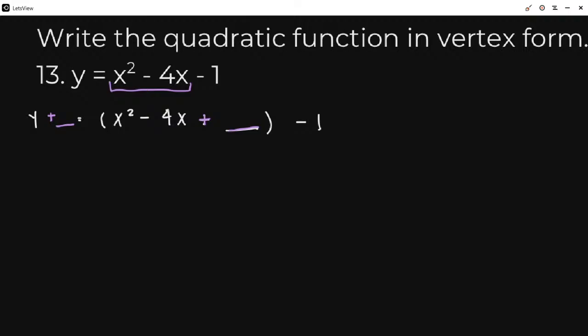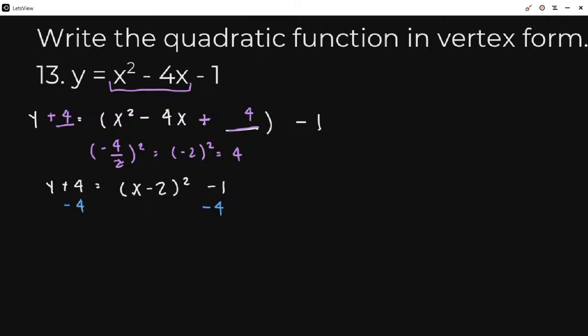Okay, so to find this number, that would be negative 4 over 2 squared. So that's negative 2 squared, which is 4. So we're going to add 4 to both sides. So we get y plus 4 equals, and then that will factor into x minus 2 squared minus 1. Then we want to get y by itself, so we're going to subtract 4. So we get y equals x minus 2 squared minus 5. So that means the vertex is 2, negative 5.